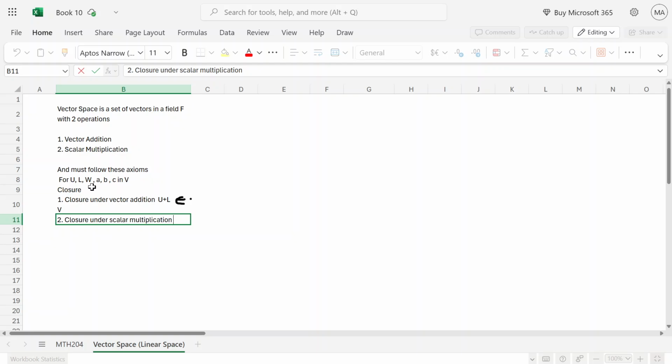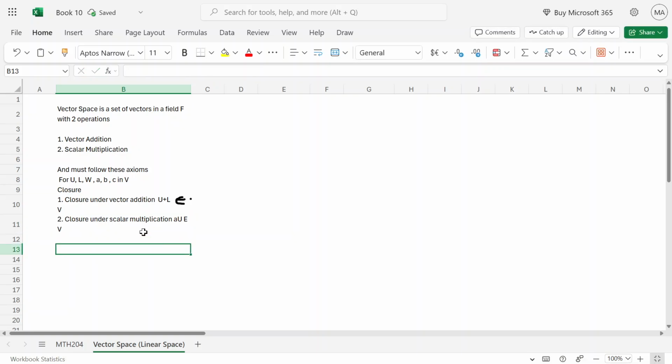So we take a scalar a, and then we take a vector u. A times u must be in V. Do you understand? They must be closed. The vector addition must be closed. What we are saying about closed is if you add two things together, the result must be in the vector space. And if you multiply a vector by any scalar in that field, the result must be in that vector space. Now let's move forward.